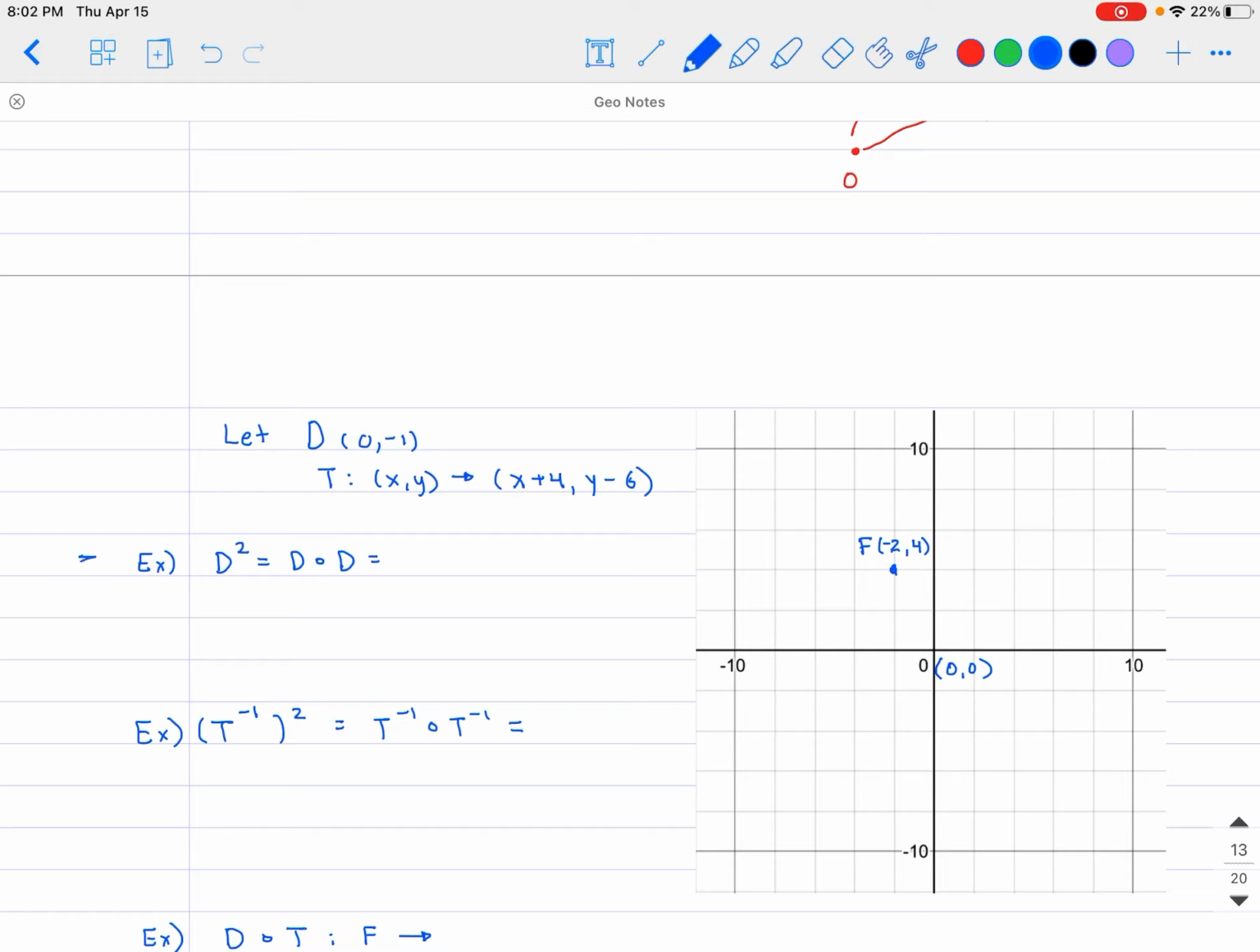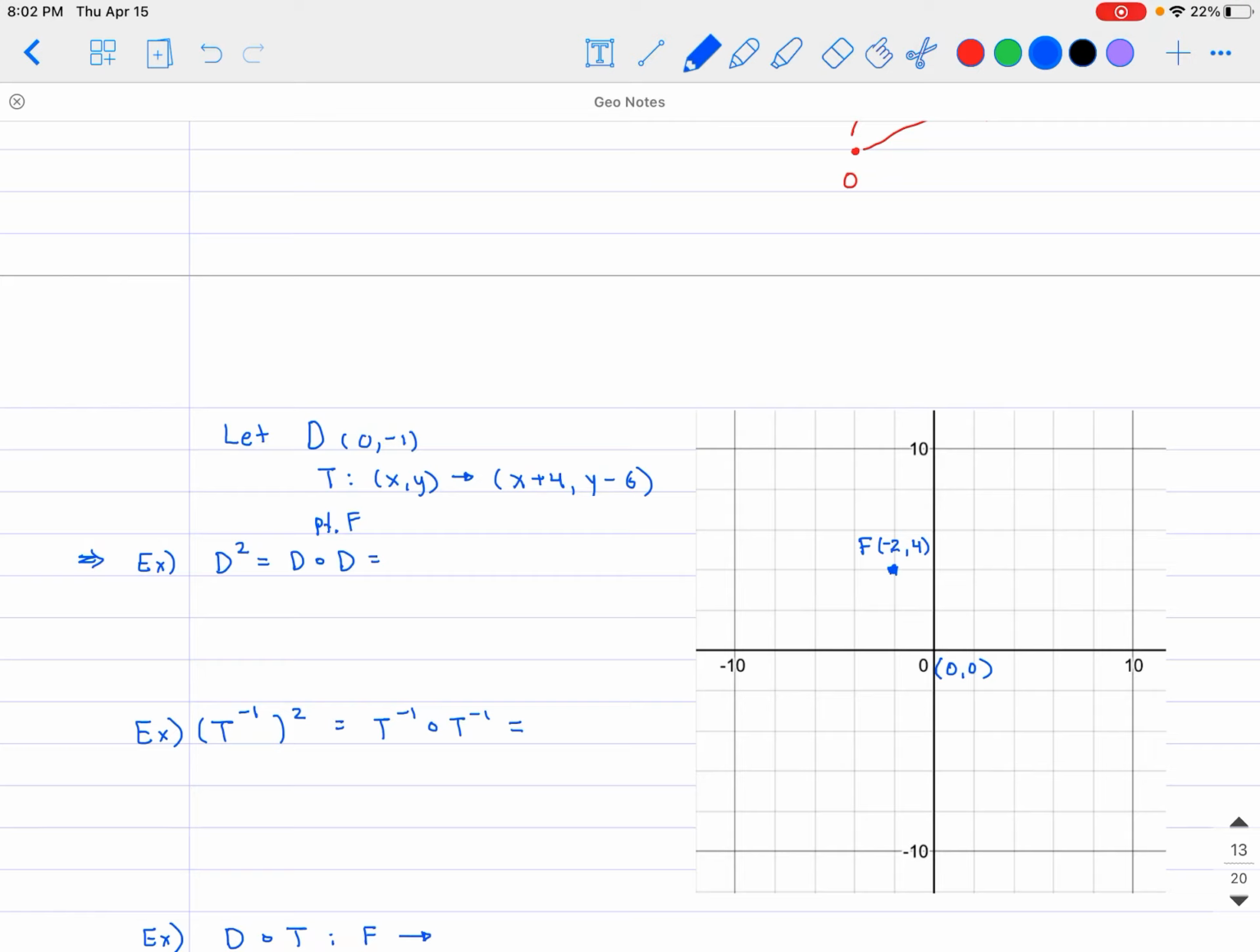The first example, I want to find out what D squared is going to be. Now, D squared in this case is the same thing as saying D product D, or D ought D. That's how we pronounced it in the last section. So we're going to take a point and dilate it according to D first, and then whatever that result is, we're going to dilate it again according to D to see where that's going to go. Okay, so let's see. We're going to use this point F over here to see how dilation works.